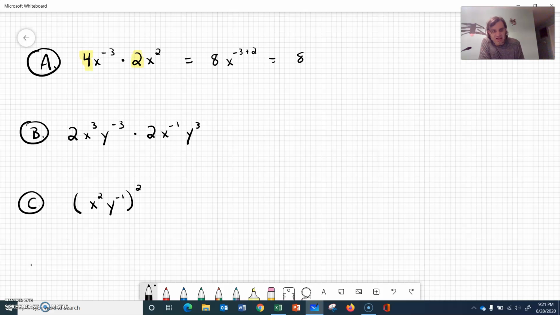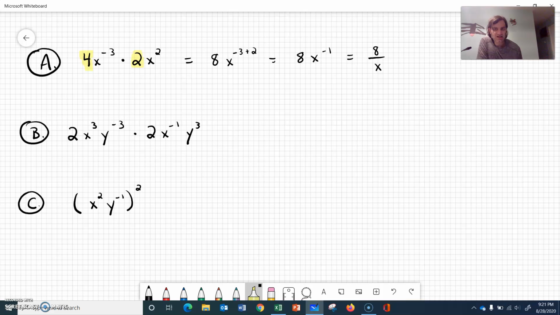So that would be 8x to the negative 1, but also remember we don't want to leave a negative exponent. That negative will take it to the bottom, so it moves across the fraction. So the way we want to leave this is 8 over x.